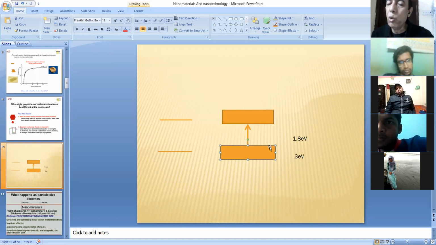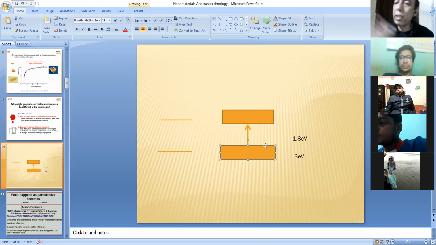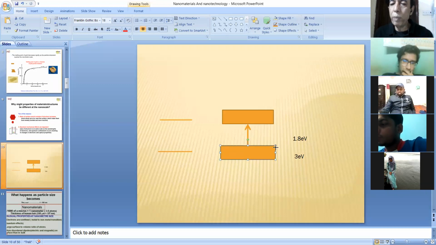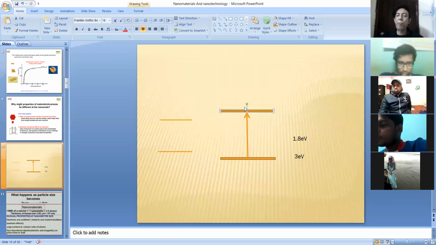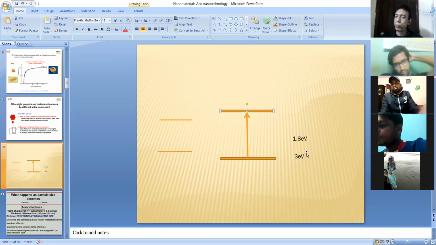Now the width of the band, not the band gap, is changing. Why is the band changing? Because the number of lines is decreasing, only 50 in place of n number of atoms, 6 into 10 to the power 3. So it will be like this, and your band gap is increasing.